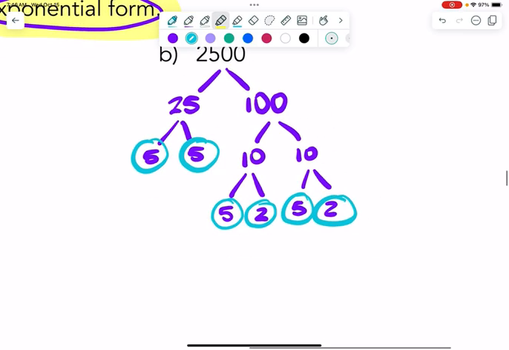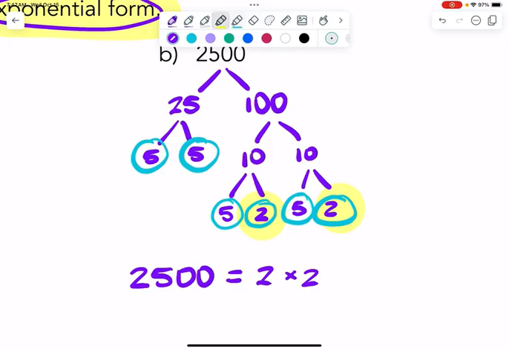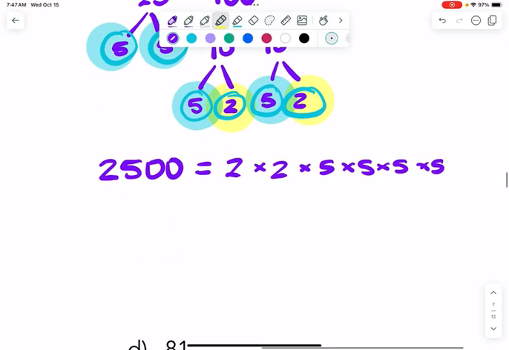Again, this factor tree is not my final answer. It's just a strategy to help me get to the final answer. So I'm going to write this as multiplication in order of my smallest ones first. So I have 2 times 2. And then moving up the line, my next biggest ones are 5s, and I have 4 of them. Times 5, times 5, times 5, times 5. And I can write that instead in exponential form of 2 to the power of 2 times 5 to the power of 4.